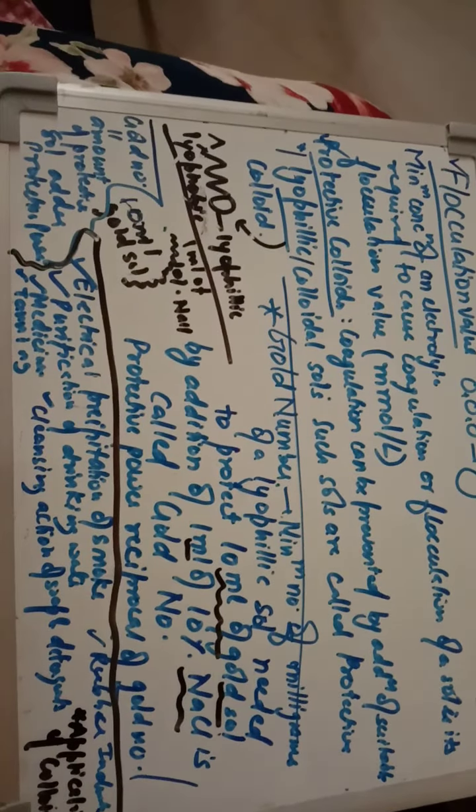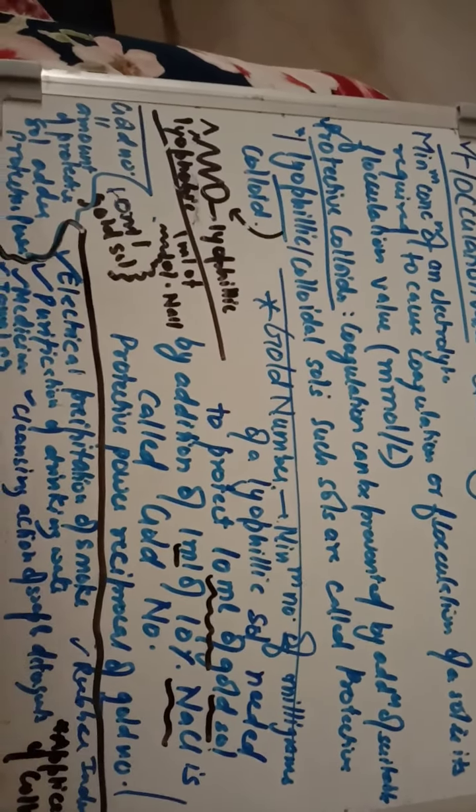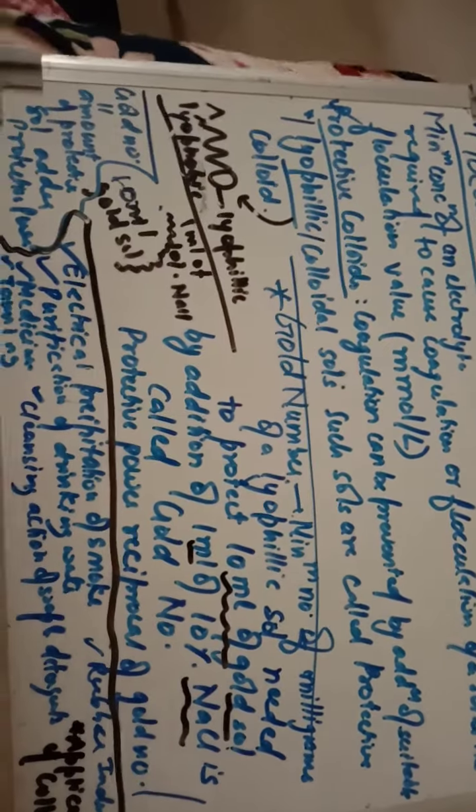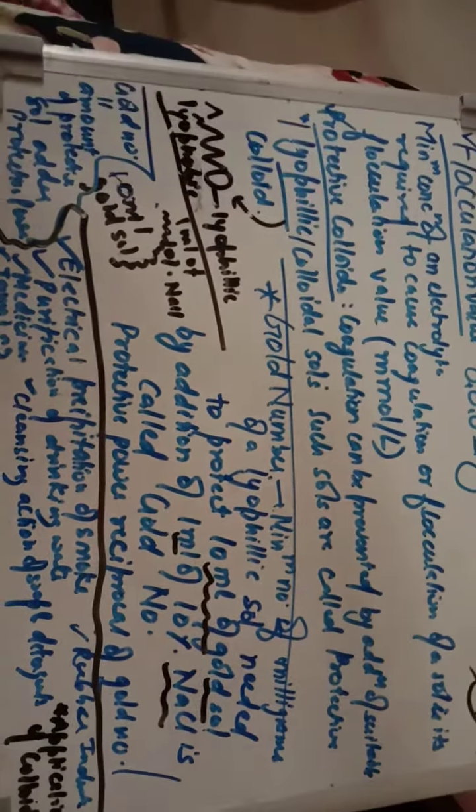Understand this properly. Gold number is what? It is the amount of protective sol, that is lyophilic, that I am adding so that it does not coagulate. So that is gold number, the amount of protective sol I am adding. And what is protective power? It's kind of like efficiency.